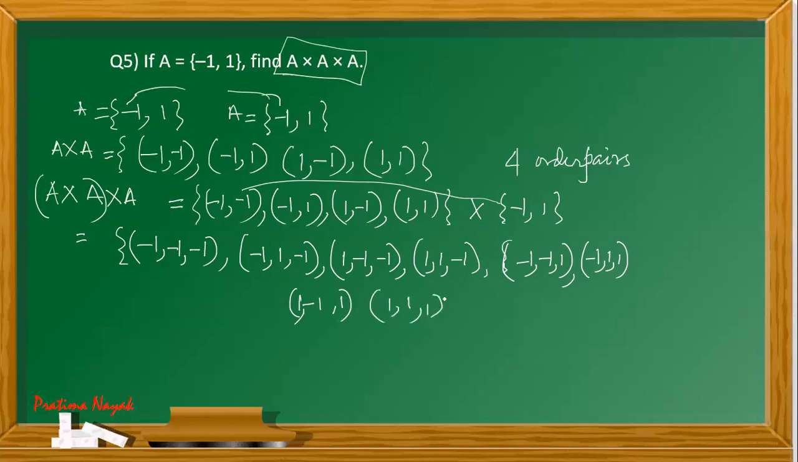How much should it be? It should be 8, because here there are 4 and it has 2. So it will be 4 into 2, 8 triplets should be there. So see whether you are getting 8 triplets: 1, 2, 3, 4, 5, 6, 7, 8. So this is your A product A product A.